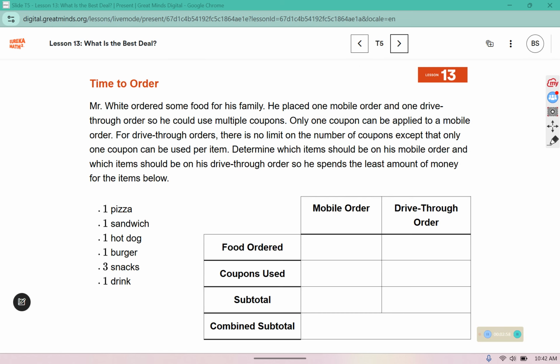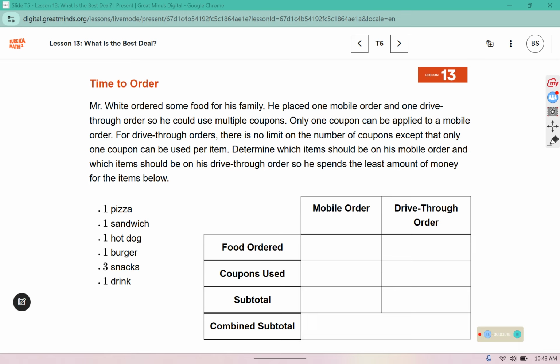So the problem you're trying to work on today says, Mr. White ordered some food for his family. He placed 1 mobile order and 1 drive-through order, so he could use multiple coupons. Only 1 coupon can be applied to a mobile order. For drive-through orders, there is no limit on the number of coupons, except that 1 coupon can be used per item. Determine which items should be on his mobile order and which items should be on his drive-through order, so he spends the least amount of money for the items below: a pizza, a sandwich, a hot dog, a burger, 3 snacks, and a drink.